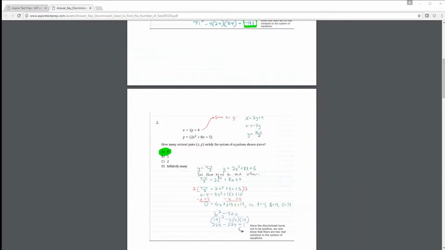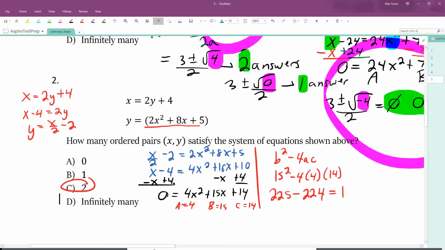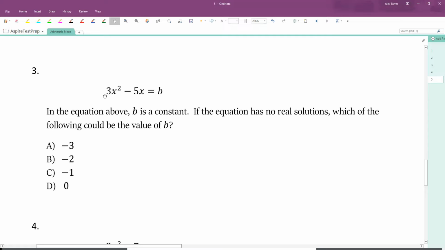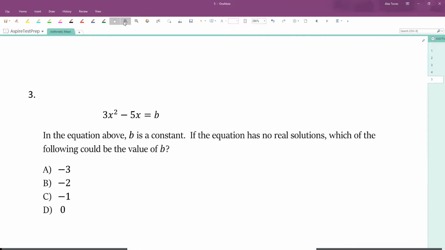Number 3 says, in the equation above, b is a constant. If the equation has no real solutions, which of the following could be the value of b? Okay, so no real solutions is the key here. As we've been saying, if there are no real solutions, that means that the discriminant was a negative number.